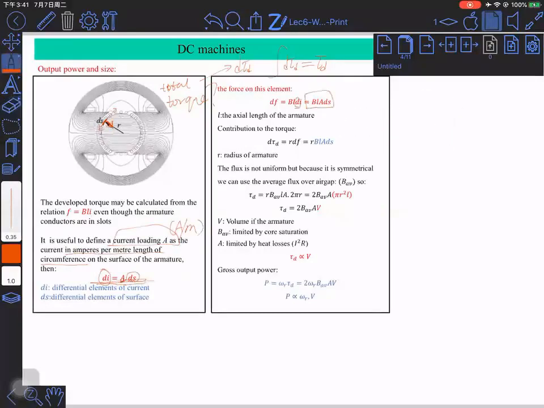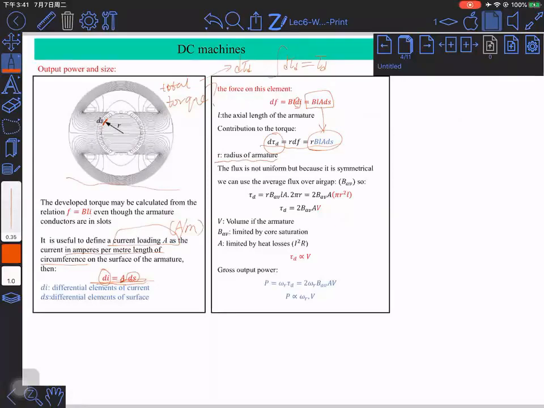And that gives us the following conclusion, where the torque exerted on the infinitesimally small part on the circumference of the armature surface is equivalent to R times B L A ds. So we substitute the force equation into this equation. Now R is the radius of the armature, as given in the upper left figure here.